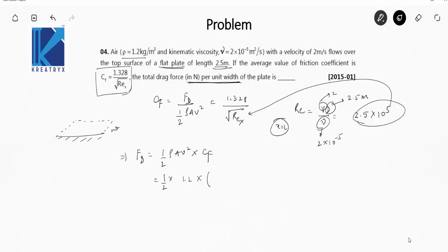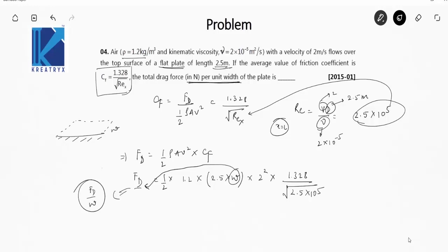The length is 2.5, so area is 2.5 into w, V square is 2 square, into Cf, 1.328 upon root of Reynolds number, that is 2.5 into 10 to the power 5. This we have found out. So take this w below F_D, so this becomes F_D, the drag force per unit width. Solve this. The answer will be 0.0159 newtons. Okay, so let's move on to the next question.